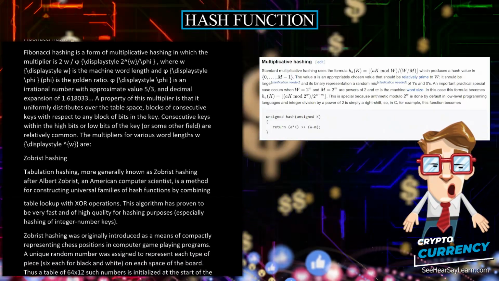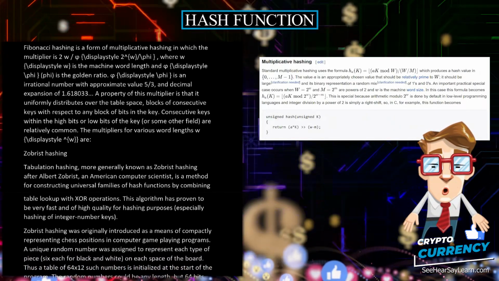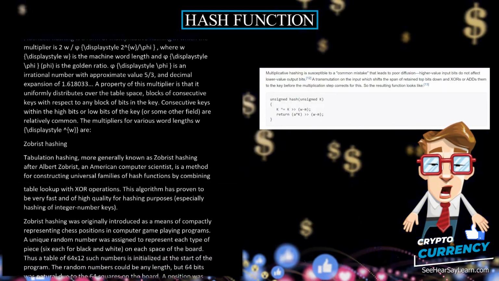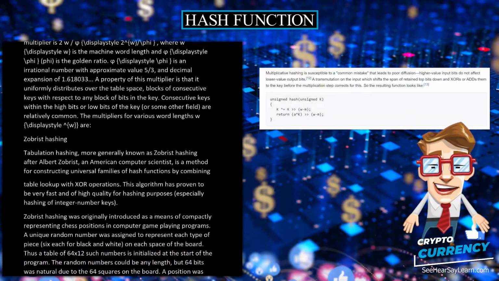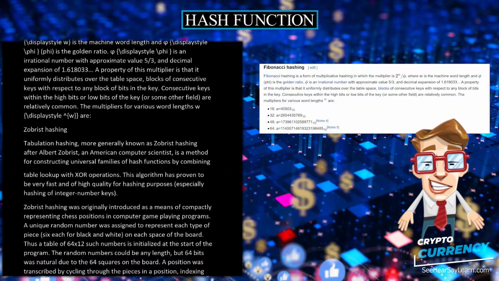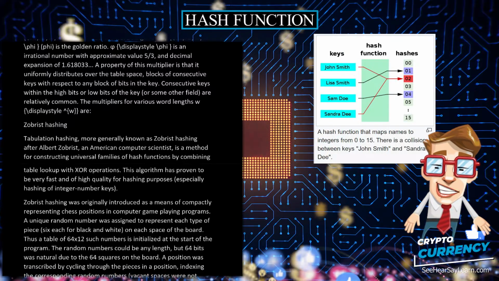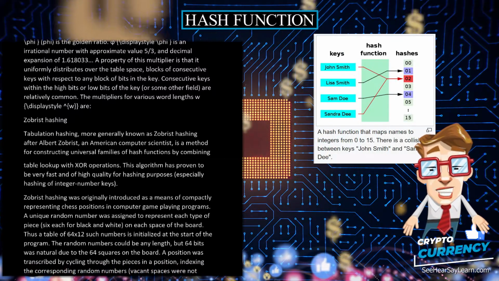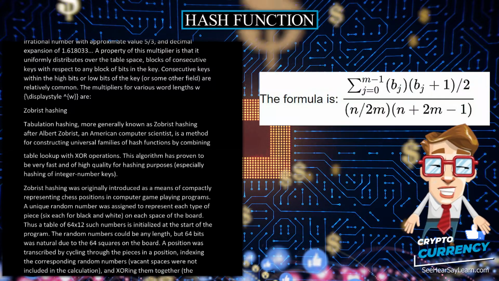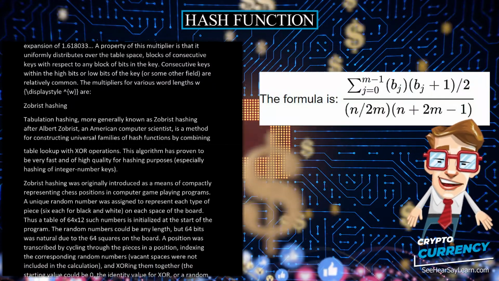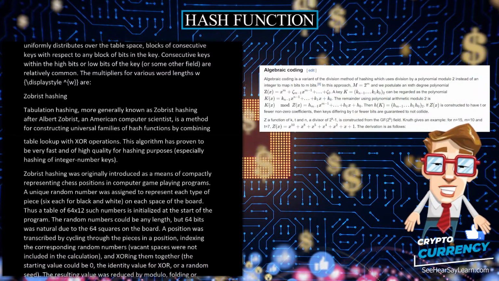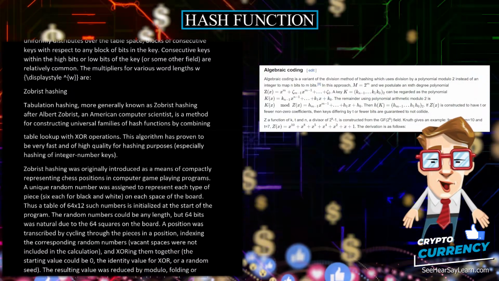Zobrist hashing. Tabulation hashing, more generally known as Zobrist hashing after Albert Zobrist, an American computer scientist, is a method for constructing universal families of hash functions by combining table lookup with XOR operations. This algorithm has proven to be very fast and of high quality for hashing purposes, especially hashing of integer-number keys. Zobrist hashing was originally introduced as a means of compactly representing chess positions in computer game-playing programs.